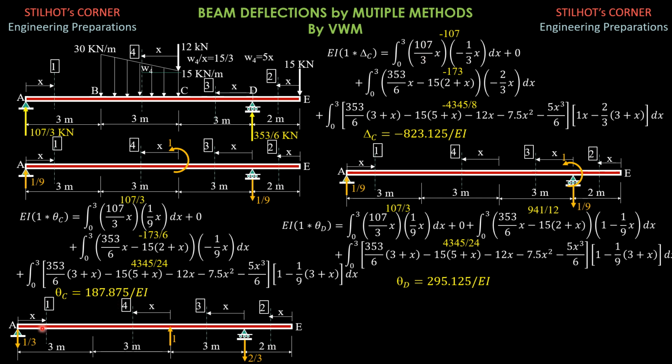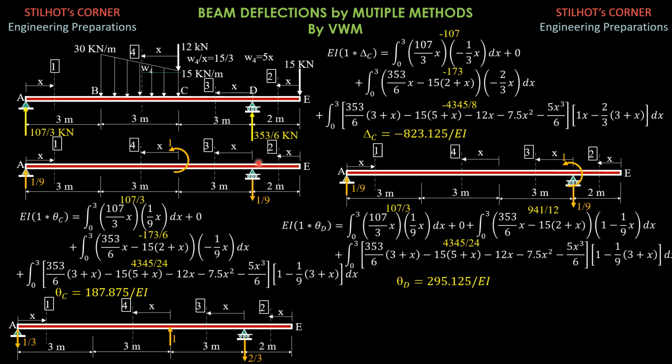Then this is now the new moment due to the unit load, negative 1/3 of x. Then the moment at section 2 is still 0. At section 3, copy the big N. Then the moment at this section is now negative 2/3 times x.